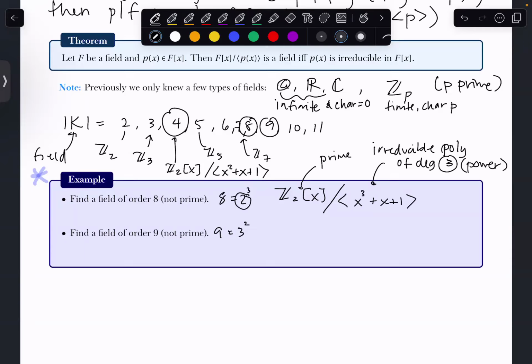Here, when I plug in 0, I get 1. Here, when I plug in 1, I get 3, which is also 1. And so this is irreducible because when I plug in any of my elements, I don't get a root. I don't get 0 back out.